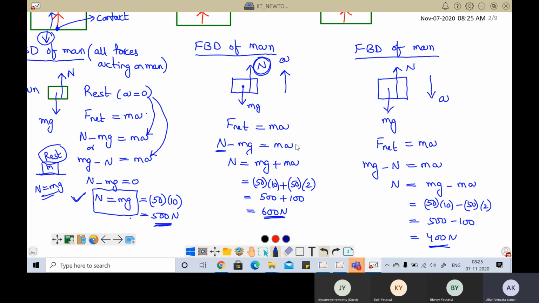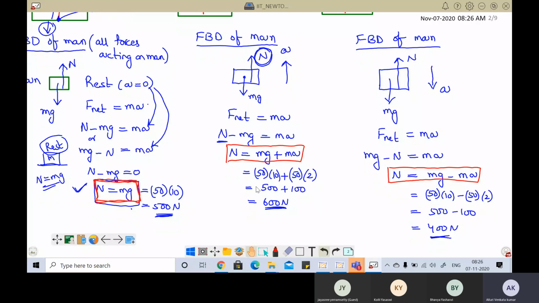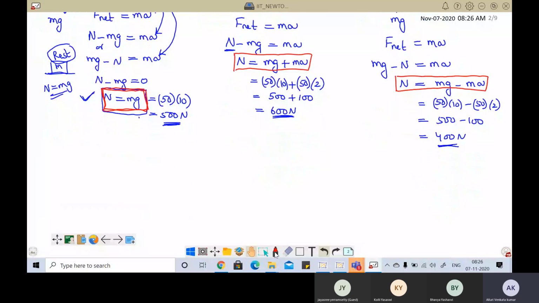But when the body is moving either upwards or downwards, then the normal reaction is not equal to mg. It is either mg plus ma or mg minus ma. Are you understanding? Here you can see, this N equal to mg is true only when the body is at rest. So therefore, we'll write down one very important point.